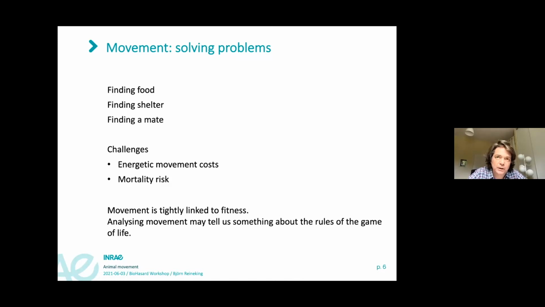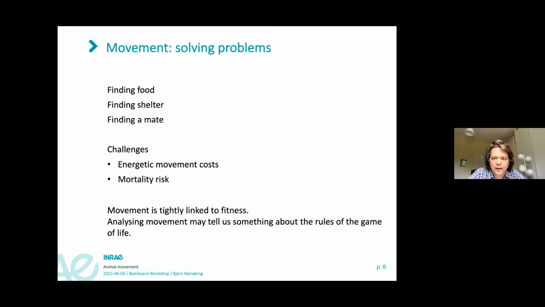And so it seems reasonable that as we analyze movement of animals, this should tell us something about the rules of the game that they play. It's a bit like observing chess players making moves and then trying to infer the rules of chess based on these moves.